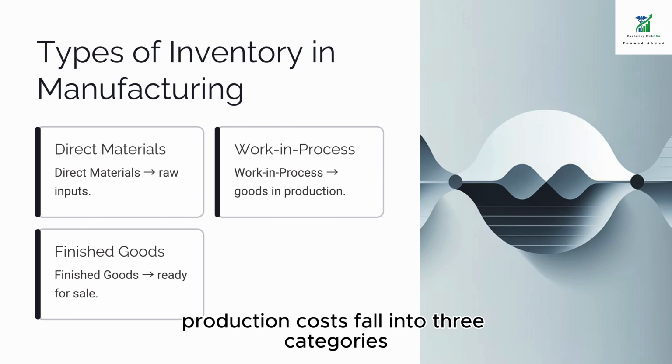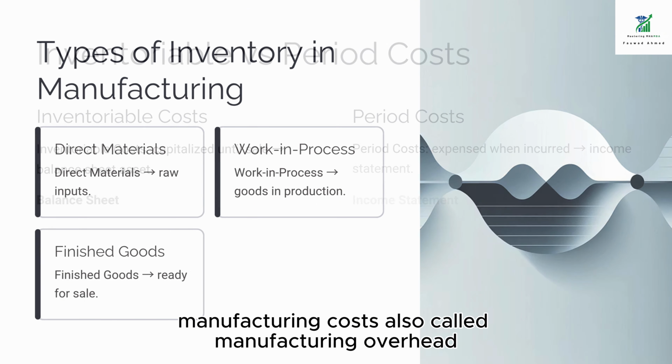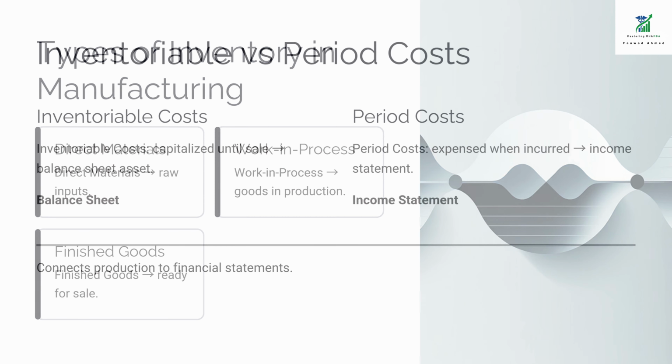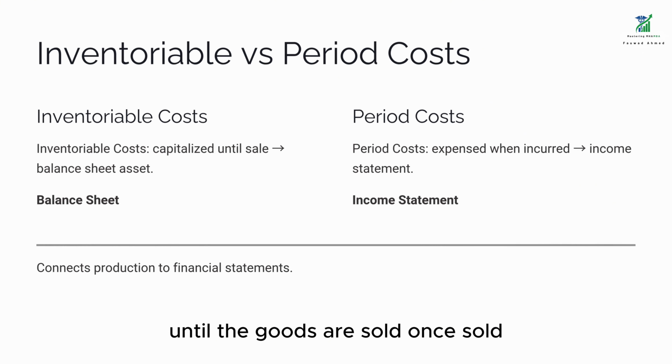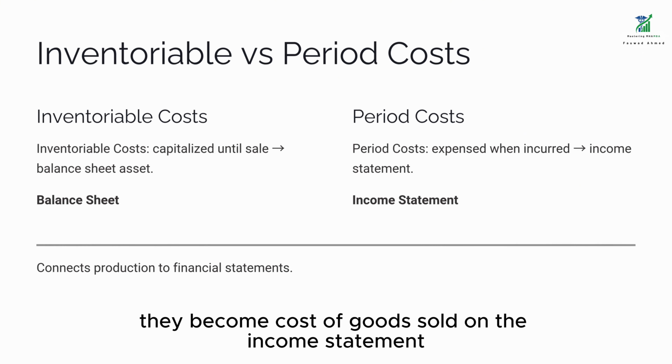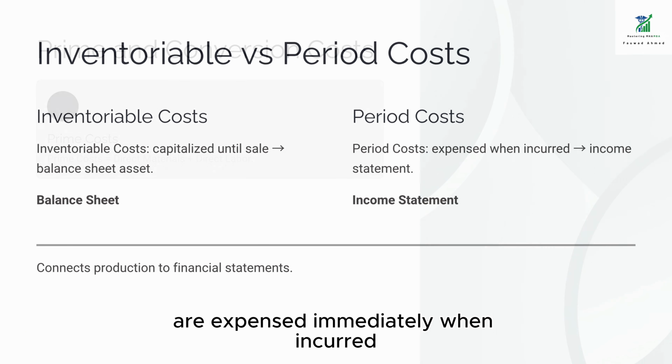Production costs fall into three categories: direct materials, direct labor, and indirect manufacturing costs, also called manufacturing overhead. Inventoriable costs are initially recorded as assets on the balance sheet until the goods are sold. Once sold, they become cost of goods sold on the income statement. In contrast, period costs, like administration and marketing, are expensed immediately when incurred.